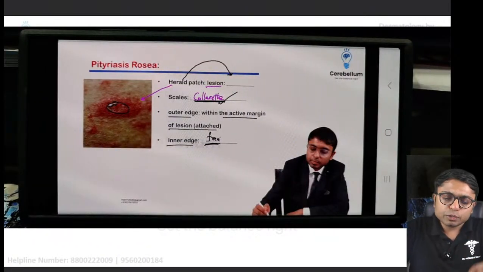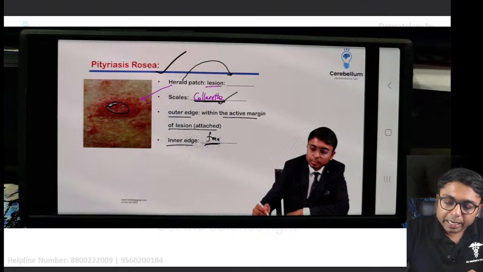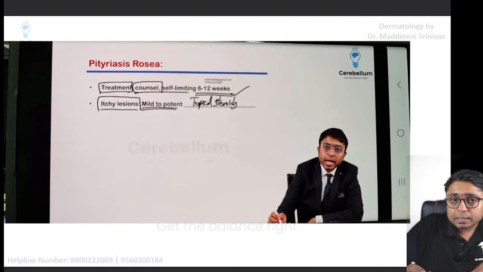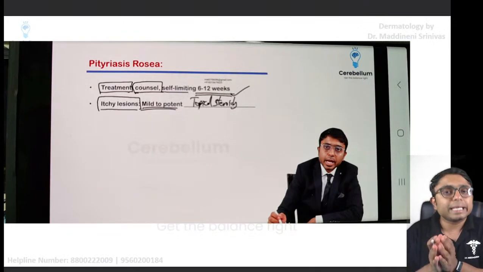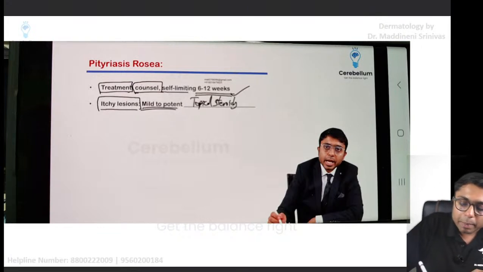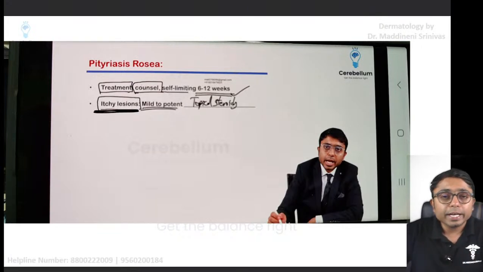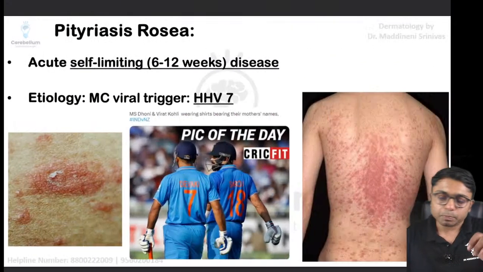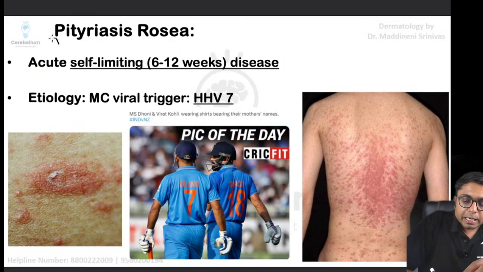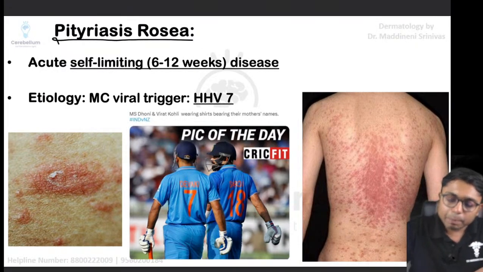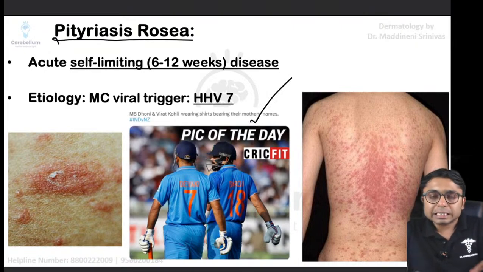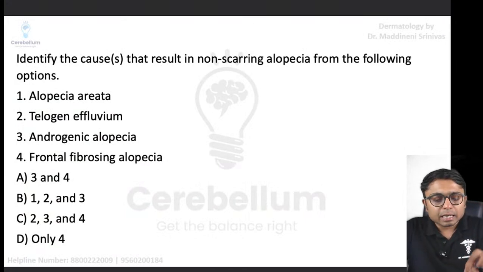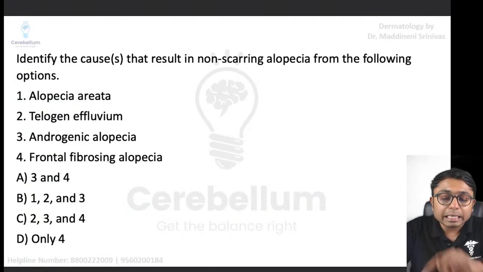This is the topic which was discussed in the Cerebellum Academy app. So Pityriasis rosea and Collarette scales you can see here. Please remember, Pityriasis rosea is usually asymptomatic, but mild itching can be present when we are going to use topical steroids for the purpose of treatment. Please remember this point. All the points of Pityriasis rosea you can easily remember with the help of this picture, which was also discussed in the app.